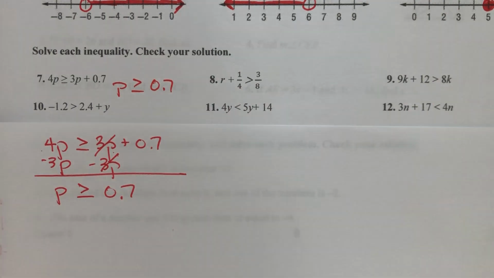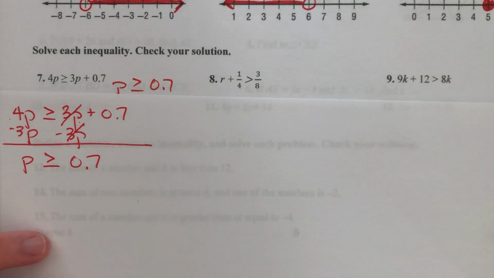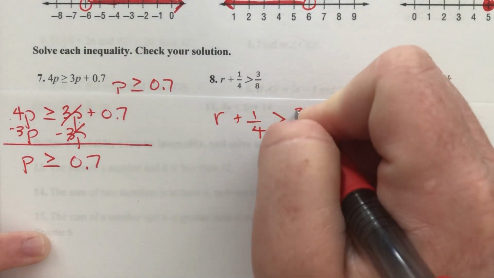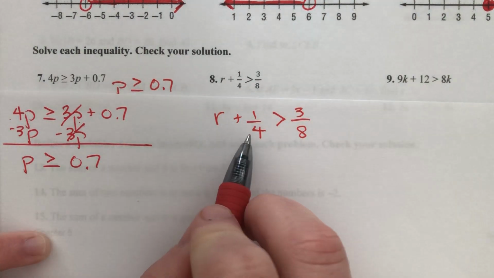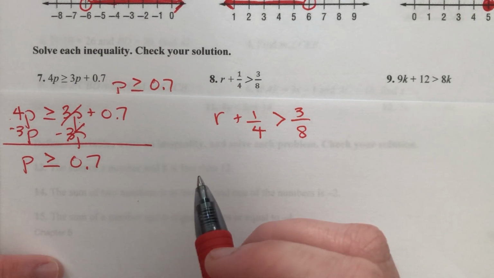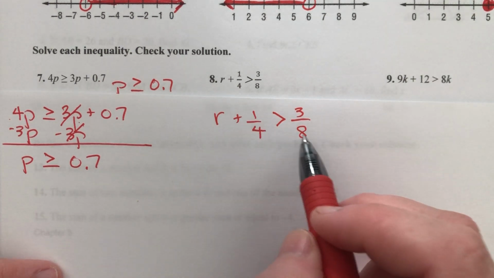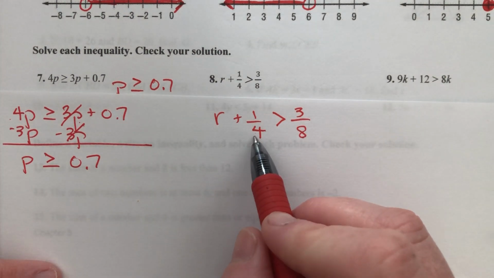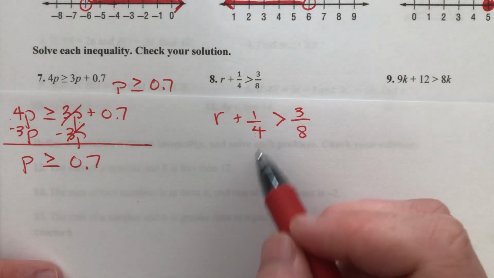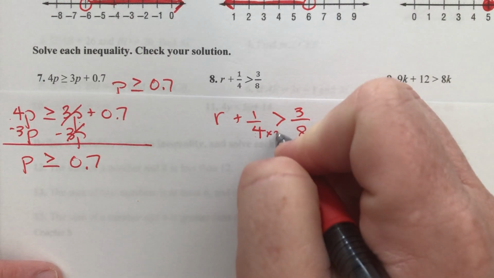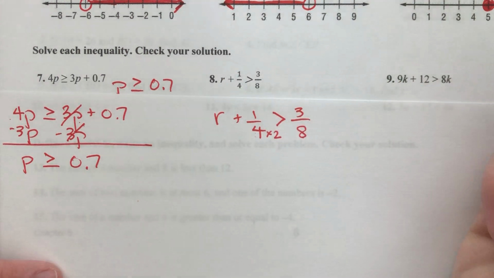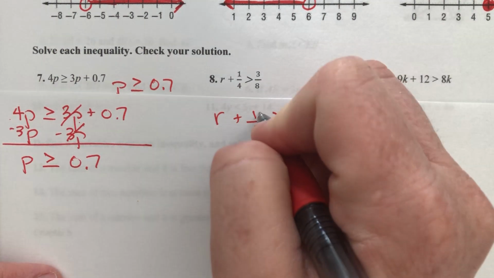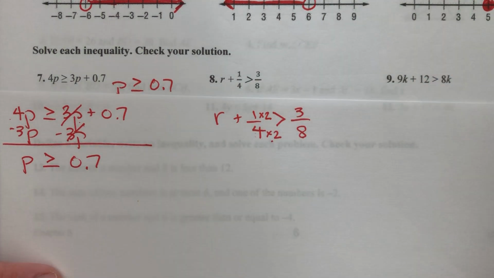Okay, number 8, we have a fraction, so I'll do that one with you guys. R plus 1/4 is greater than 3/8. I want to get rid of 1/4, but before I add or subtract, I want to change it so that it has the same denominator as this guy, right? So if I want to change this 4 to an 8, what do I need to do? I need to multiply it by 2. And to keep a fraction the same value, just make it look different, whatever I multiply the bottom by, I got to multiply the top by the same thing.